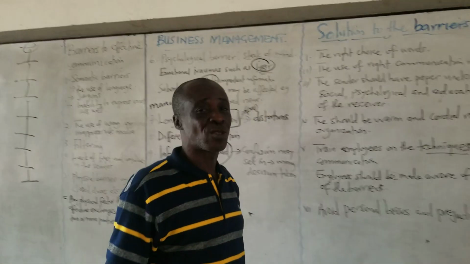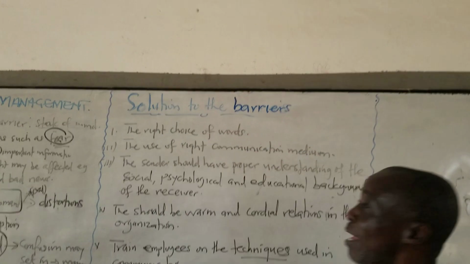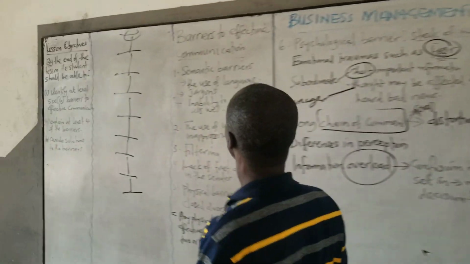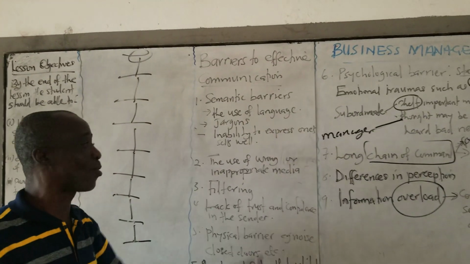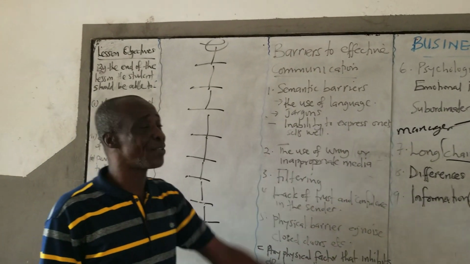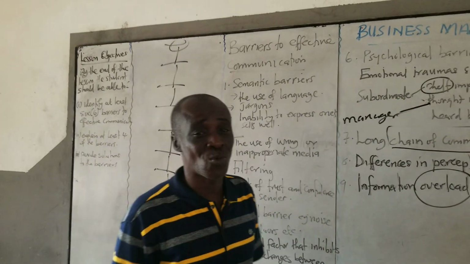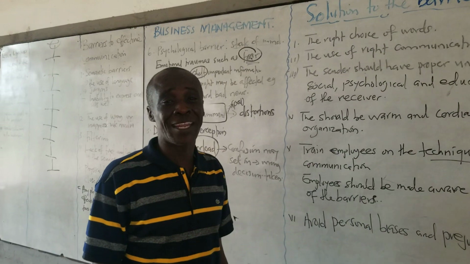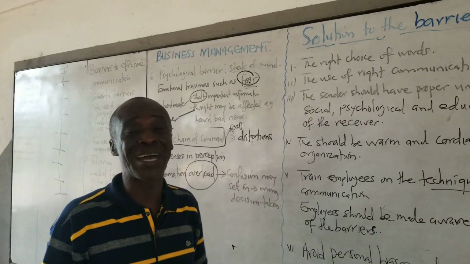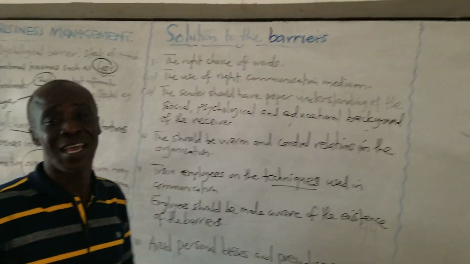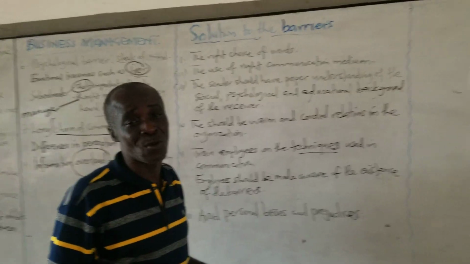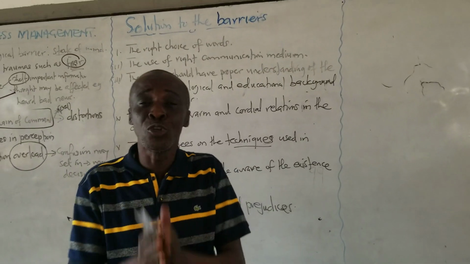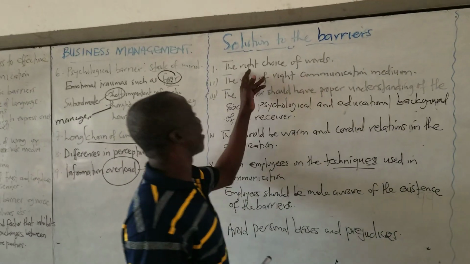Now, let's look at the solutions. Very simple, straightforward solutions. Number one, the right choice of words. So look at this one. He said semantic barrier. When you use jargons, if you don't express yourself well, then that can be a barrier. So you need to choose the right words. Use simple language. Some people want others to know that they are the masters of the language, so they use big words. And some of you fail exams, especially English language, because you want to use big words, and you may even use them in the wrong context. So use simple language, the right choice of words.